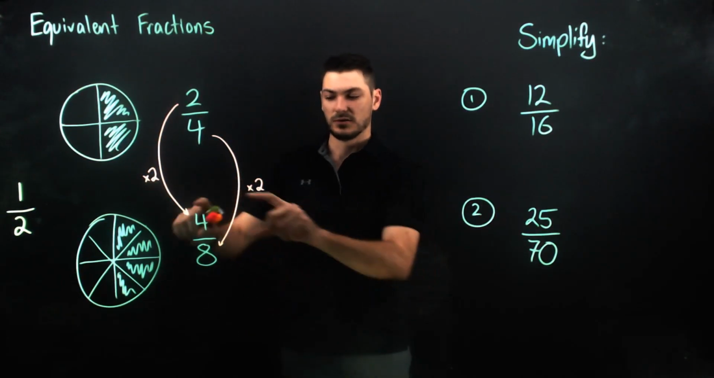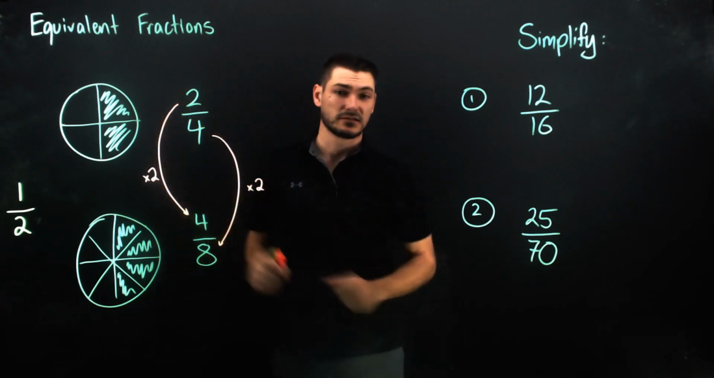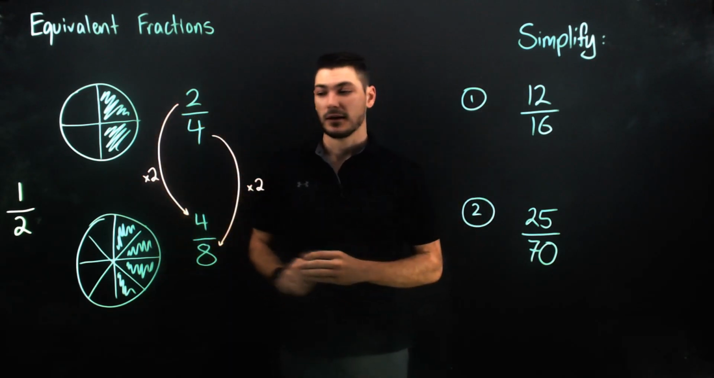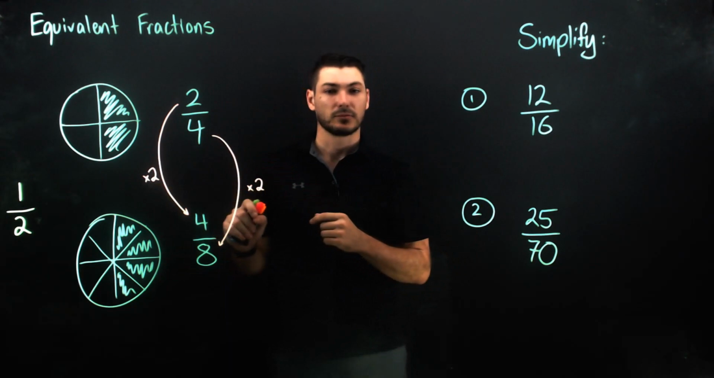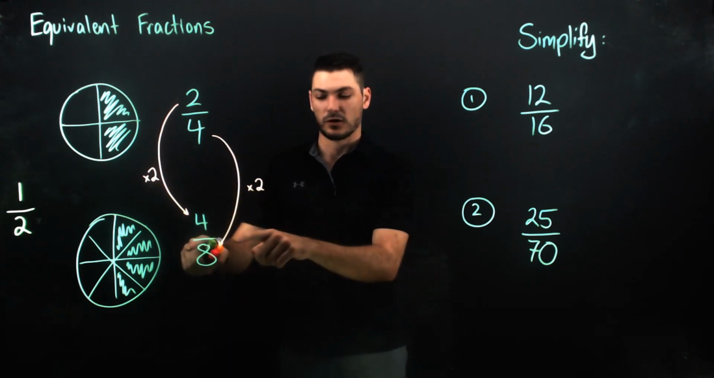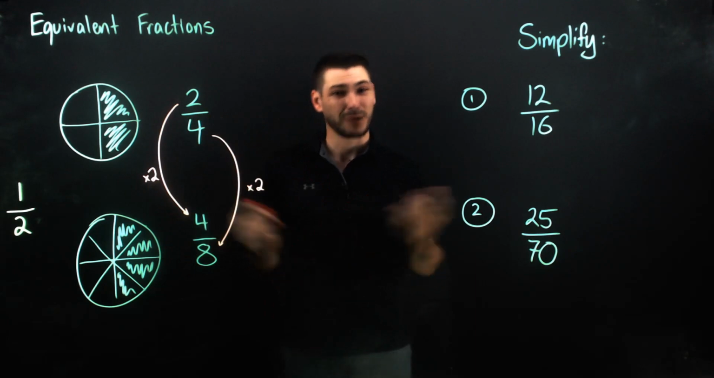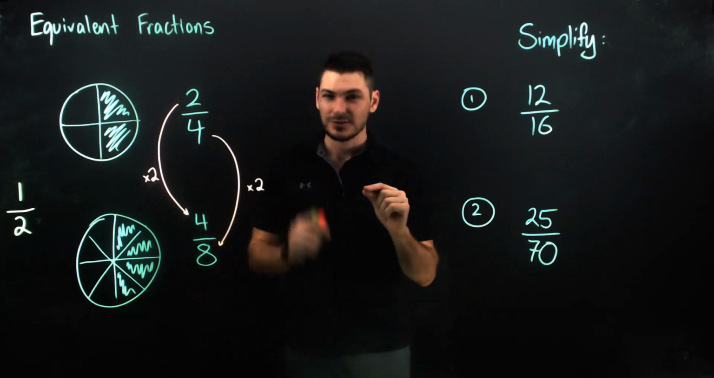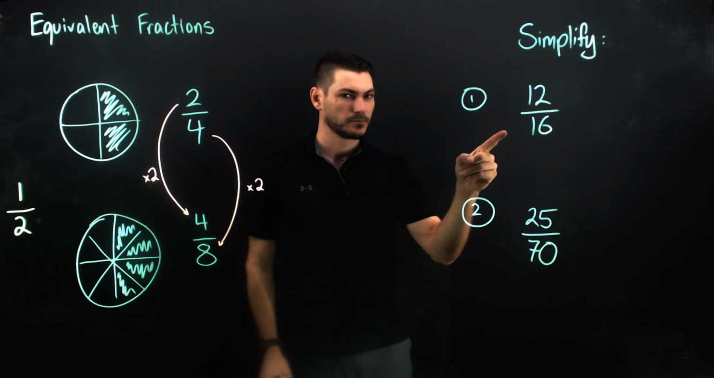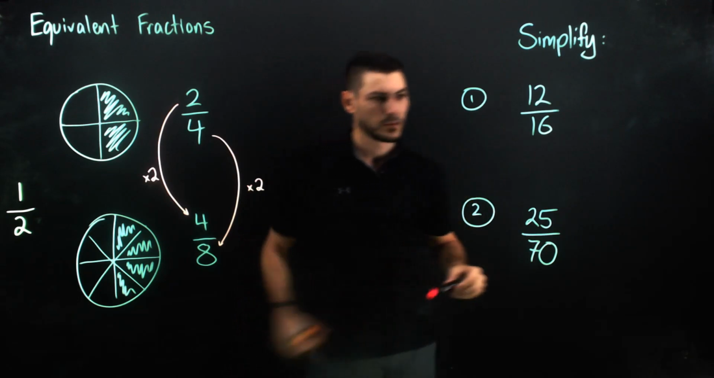So in order to take 4 and 8 and reduce it to 2 and 4, or to simplify it, I do the opposite of times by 2. So to go from 4 over 8 to 2 over 4, I would divide both top and bottom by 2. Okay, so we're going to use that concept over here. So we're going to transition over here now.